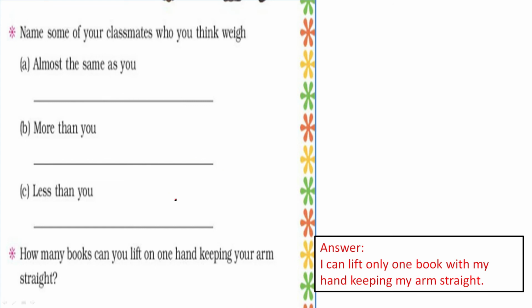Name some of your classmates who you think weigh almost the same as you. You can write the names of the classmates here: more than your weight, less than your weight. You write the names of the classmates. How many books can you lift on one hand, keeping your arm straight? I can lift only one book with my hand, keeping my arm straight.